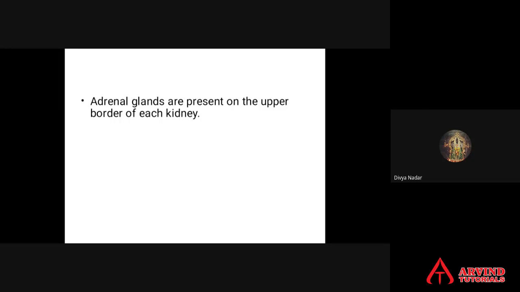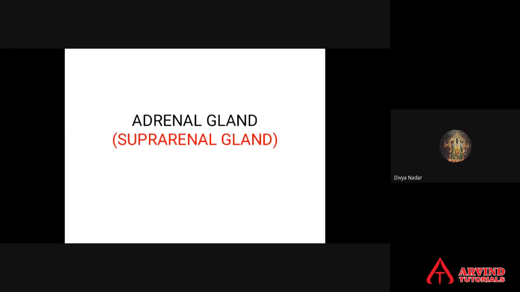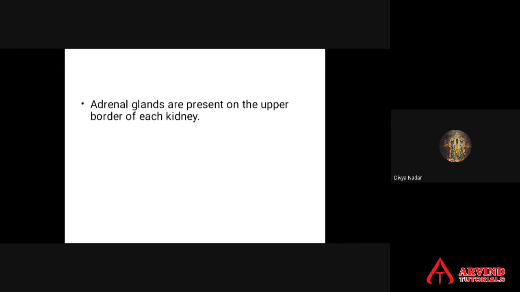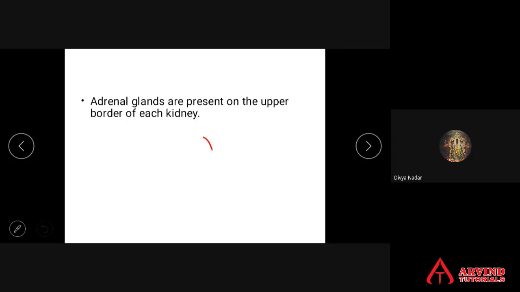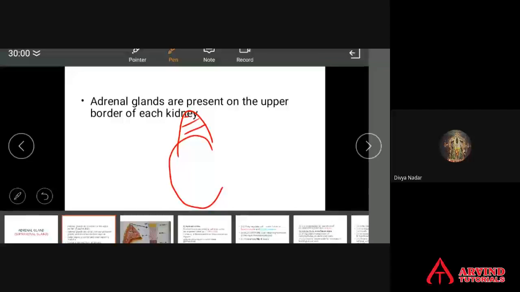Adrenal glands are also called suprarenal glands. Supra means above, renal refers to kidney. The glands are located above the kidney, so they are called the suprarenal glands. They are present in pairs, one on either kidney.